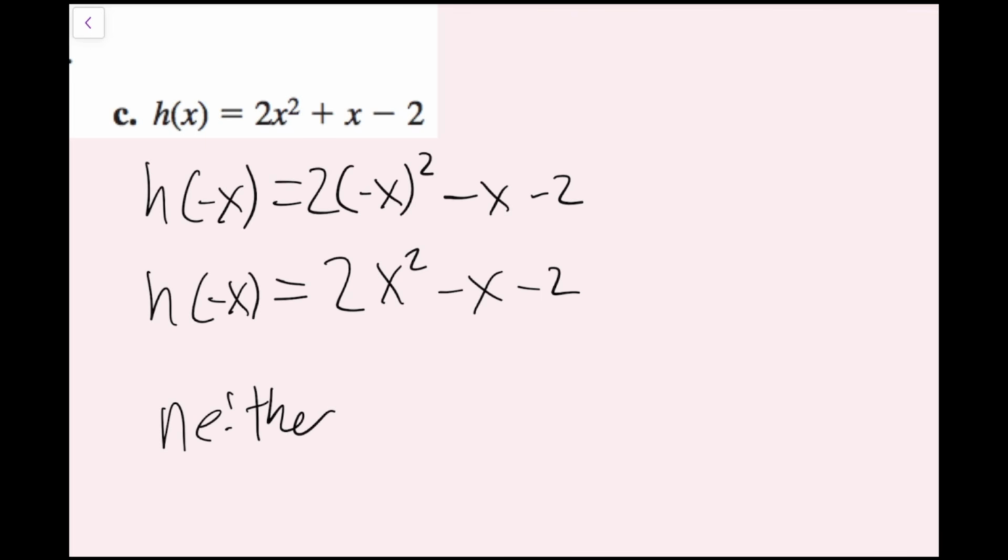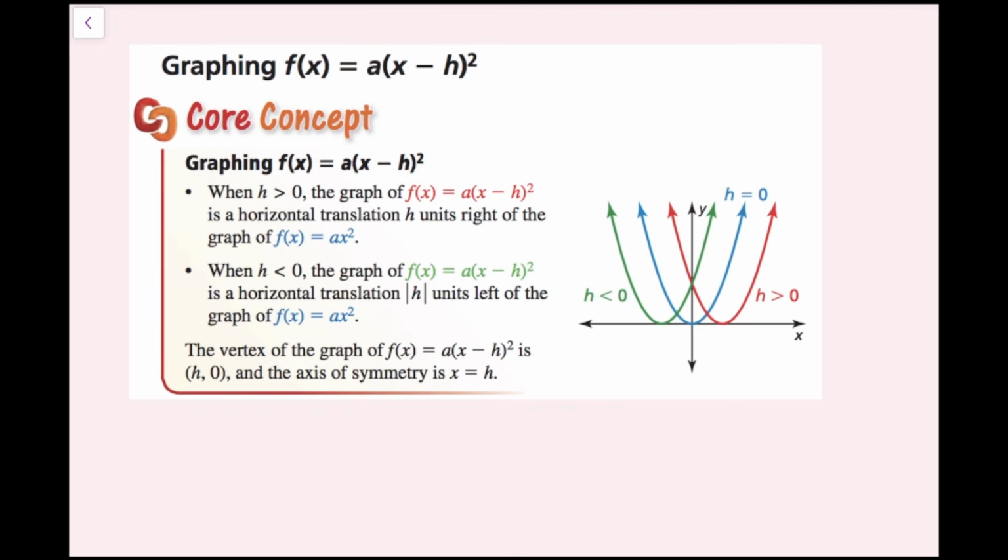All right, so now we're done with example 1. Graphing f of x equals a times the quantity x minus h all squared. When h is greater than 0, the graph of f of x equals a times the quantity x minus h all squared is a horizontal translation h units right of the graph of f of x equals a x squared. When h is less than 0, the graph is a horizontal translation, the absolute value of h units left of the graph of f of x equals ax squared. The vertex of the graph of f of x equals a times the quantity x minus h all squared is h comma 0, and the axis of symmetry is x equals h.